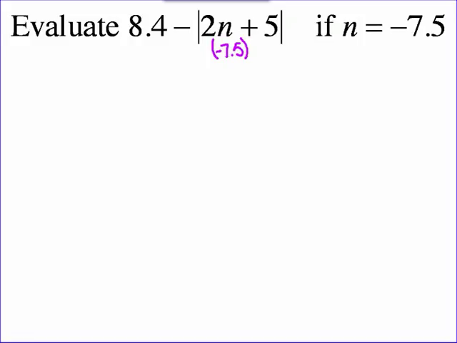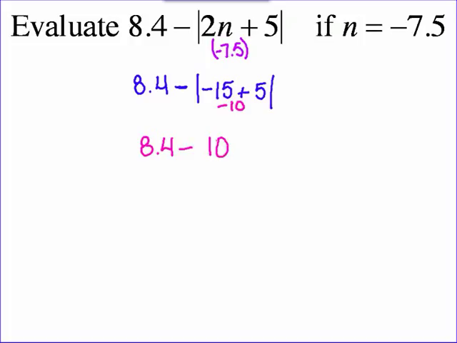And so when I do that, what is 2 times negative 7.5? Negative 15. I'm going to add 5 to that. So if I take negative 15 plus 5, because that's like a grouping symbol, what is negative 15 plus 5? Negative 10. Okay, and so now I need to take the absolute value of negative 10, which is positive 10. Now normally when you see two negatives you cancel them out. You don't do that when you've got absolute value. I needed to take the absolute value of negative 10, which was positive 10.